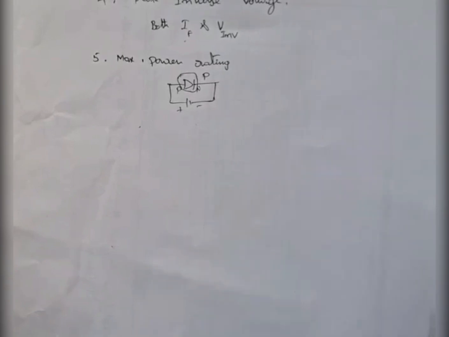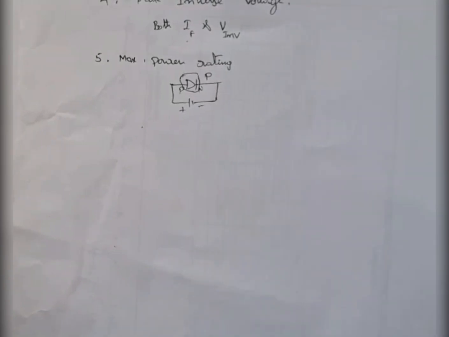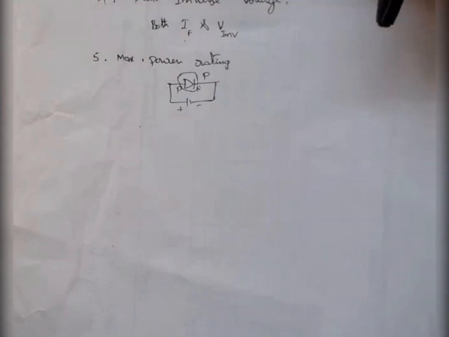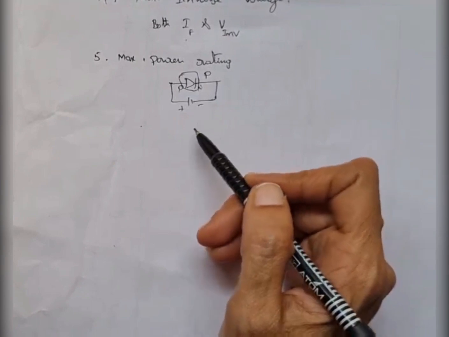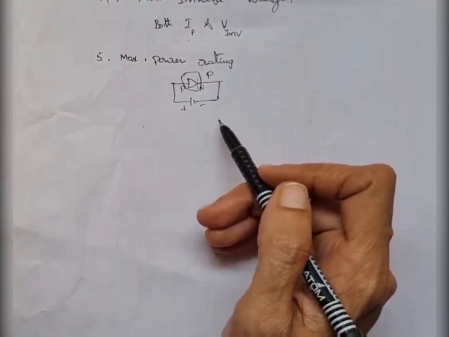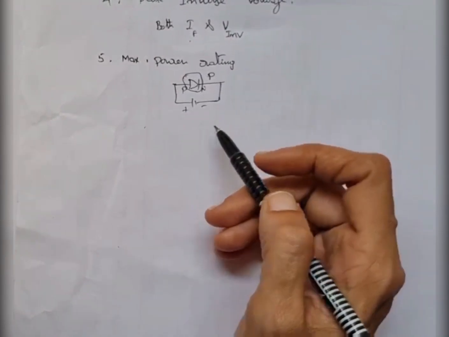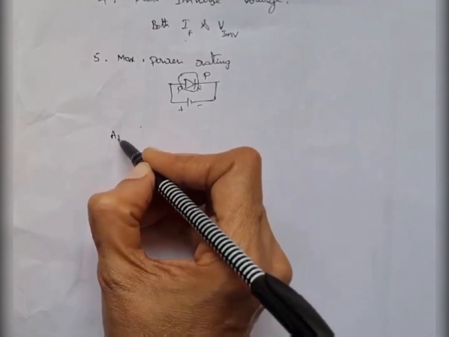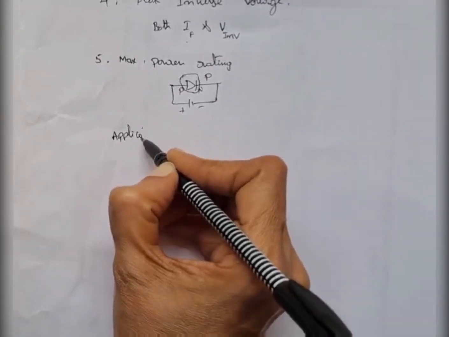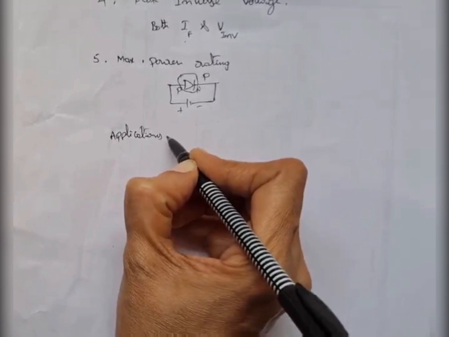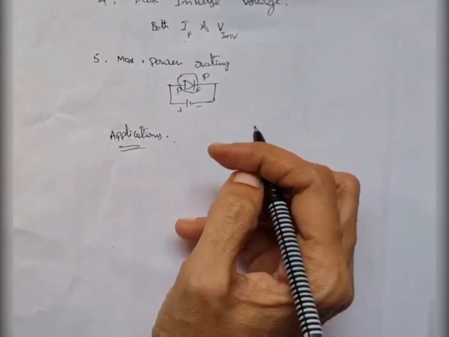This is about the PN junction diode. Up to now we have seen what a PN junction is, how it works, how many biases there are and how they work, and what terms we are using in a PN junction diode. In the next video we will see the applications of PN junction.